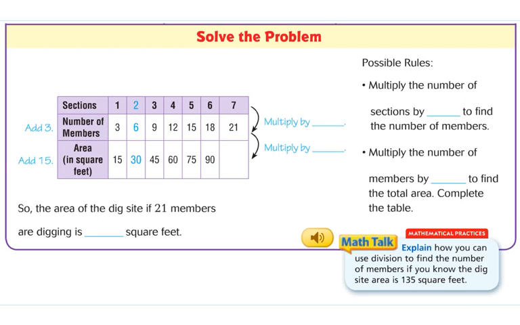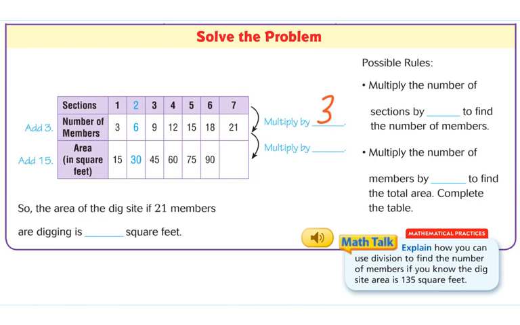So now what we're going to do is go ahead and solve the problem. What we can see is that the rule here, in each of the sections, they added 3 members per section. And if we analyze the relationship, we're adding 15 area in square feet per section. So we're going to look at our relationship. What is the relationship? We're multiplying by 3.